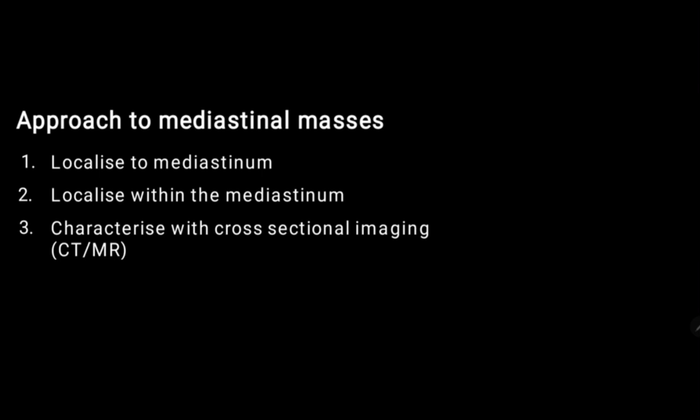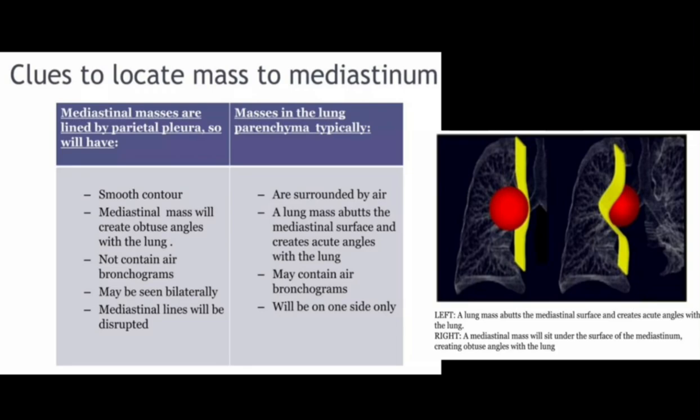So, approach to mediastinal masses. First, we have to localize it to the mediastinum. That is, we have to confirm that it's not a lung mass and it's a mediastinal mass. Then we have to localize it within the mediastinum into anterior, middle and posterior mediastinal masses. Then we have to characterize it with cross-sectional imaging.